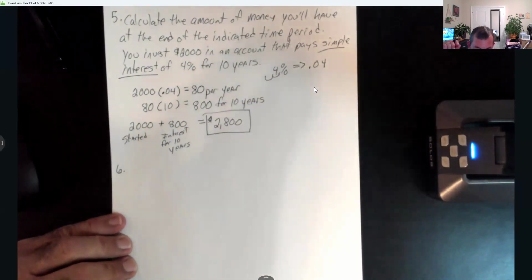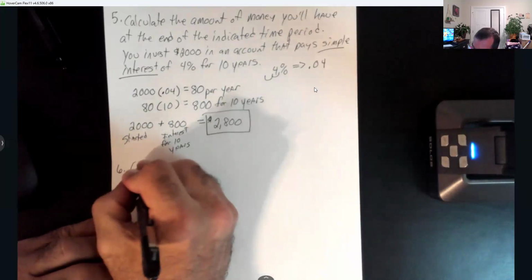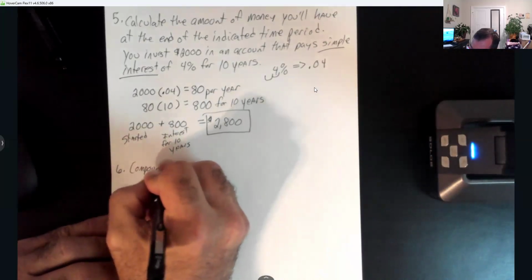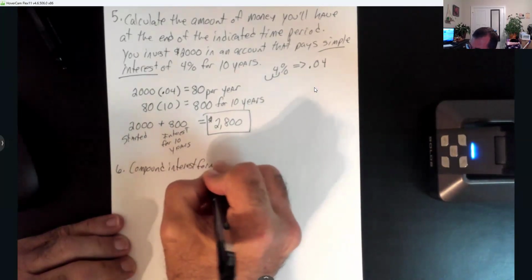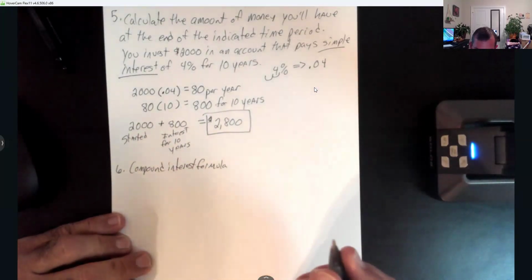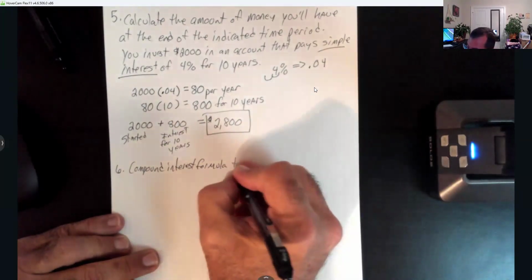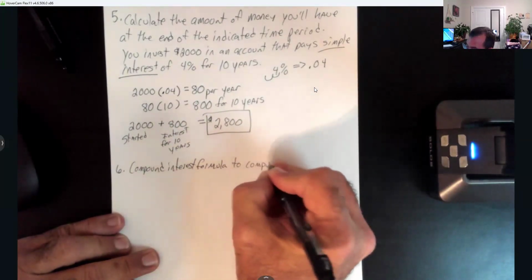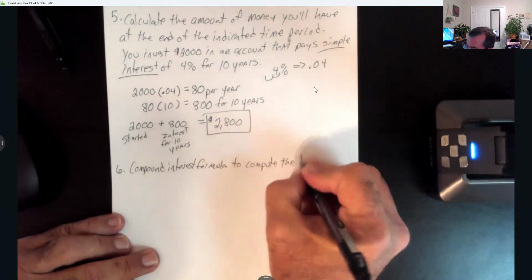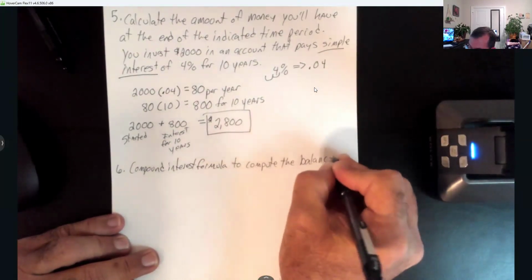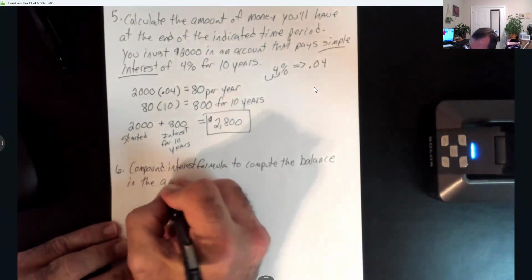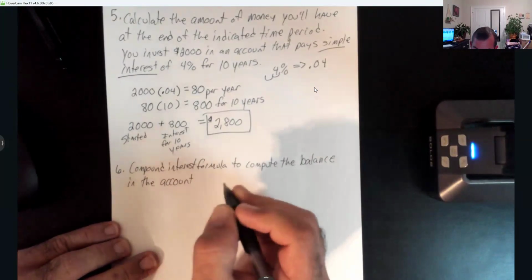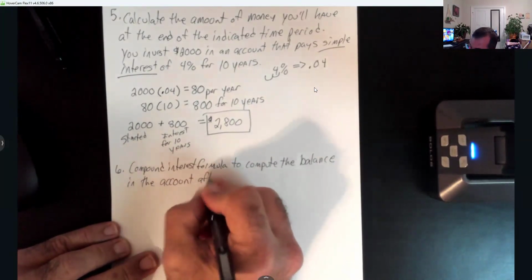All right, y'all, let's see. This one says, use the appropriate compound interest formula to compute the balance in the account after the stated period of time.